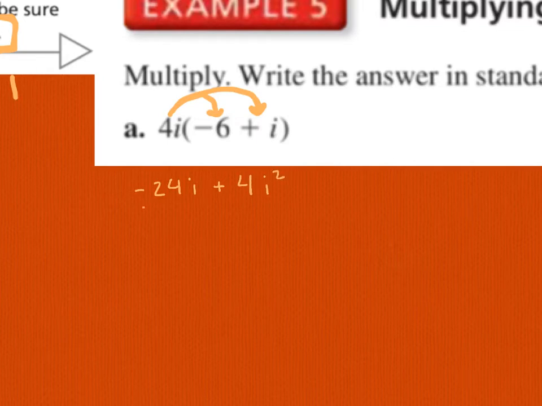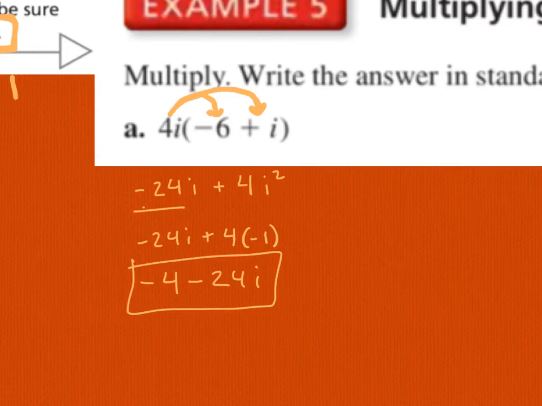So -24i, we can't do anything with that. But we can fix this plus 4i squared. We change the i squared to a -1, so this would be -24i plus 4 times -1. 4 times -1 makes it a -4. And to keep it in standard form, I'm going to write -4 first, minus 24i. So it's important that we make sure answers are in standard form.